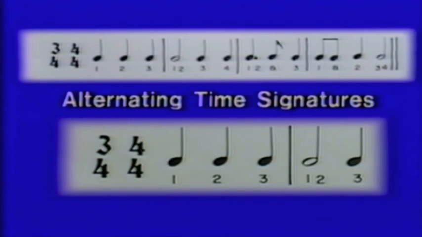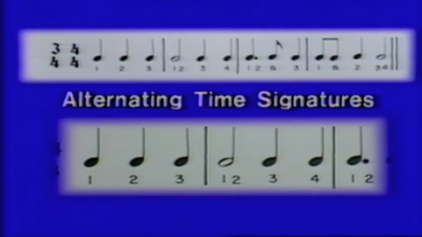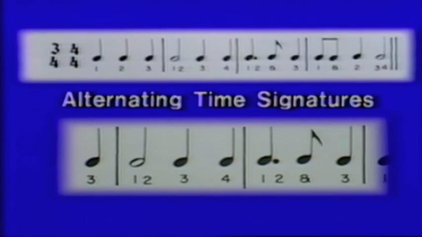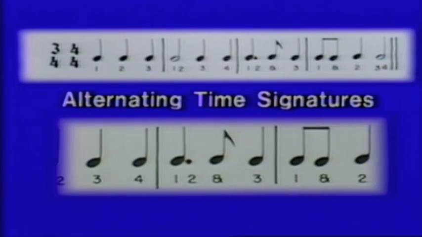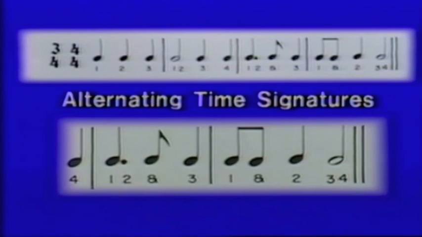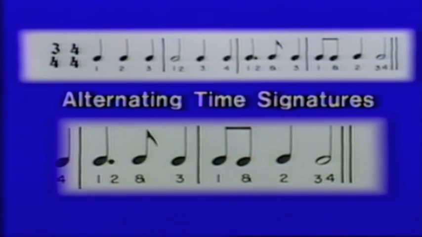The 3 is first, so we count the 3/4 measure before the 4/4. 1, 2, 3. 1, 2, 3. 1, 2, 3, 4. 1, 2, and 3. 1 and 2, 3, 4.